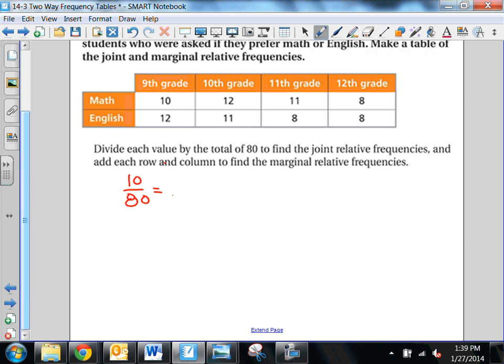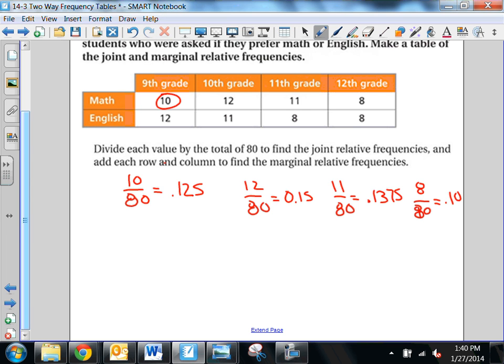And when we do that, I think we get 0.125. And we're going to do that for each column, okay? So then I would do 12 divided by 80, and 11 divided by 80, and 8 divided by 80, for each column. And we're going to see what values we get. 12 divided by 80 is 0.15. 11 divided by 80 is 0.1375. 8 divided by 80 is 0.1. So on and so forth, okay?